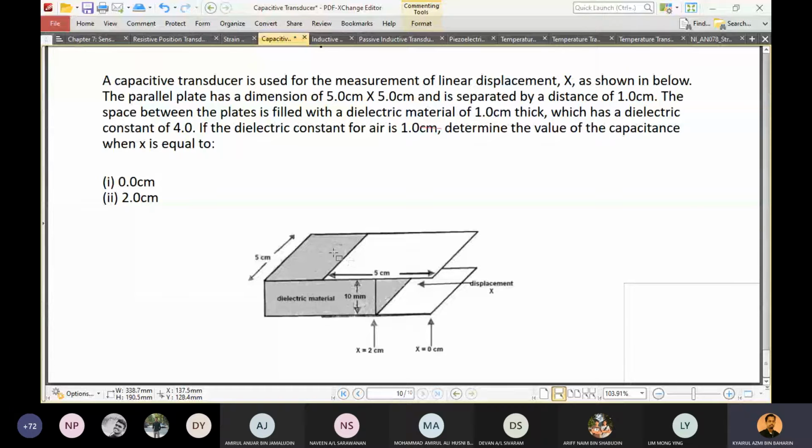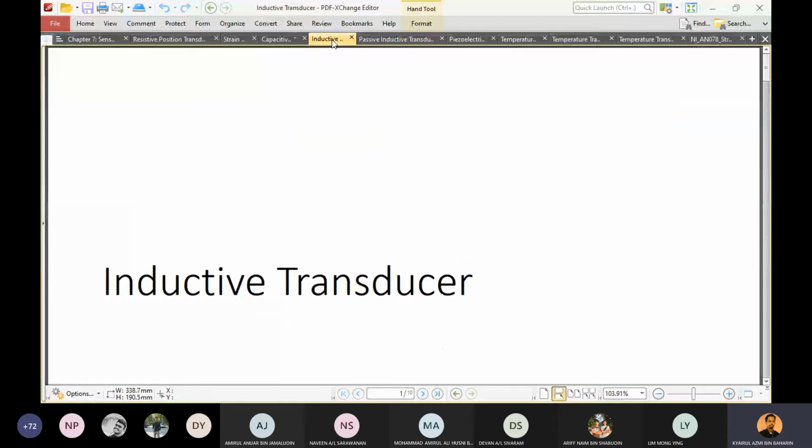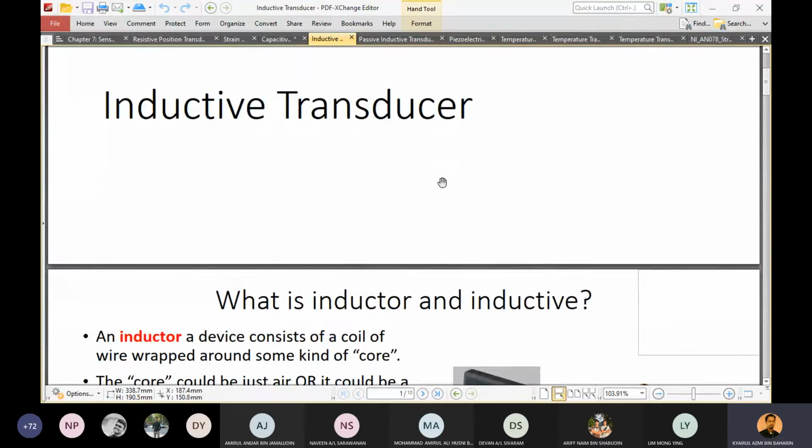Alright. So that one is for capacitive. Now we move on to inductive. I will go a bit faster.